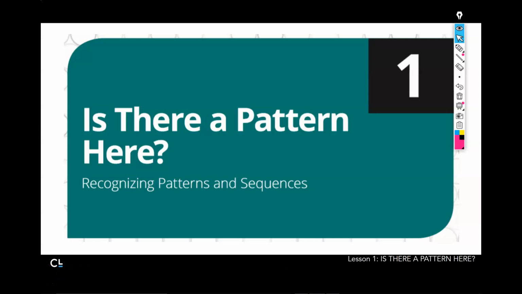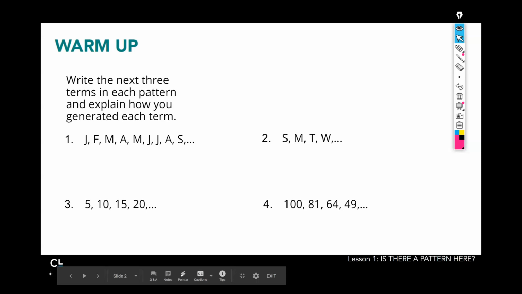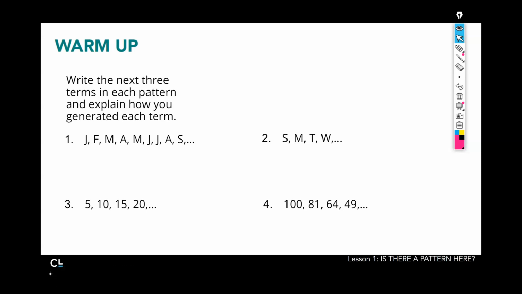Is there a pattern here? Recognizing patterns and sequences. We're in Module 1. This is Topic 2 and the first lesson in Topic 2. Warm up. Write the next 3 terms in each pattern and explain how you generated each term.